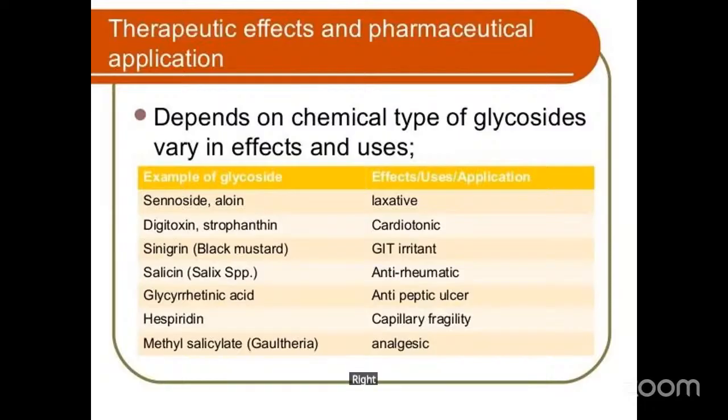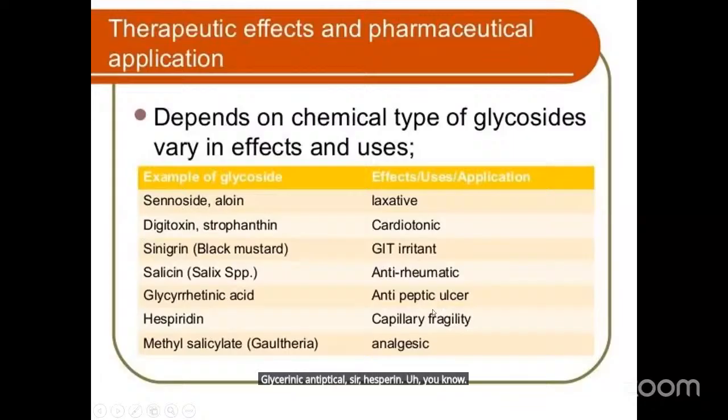So then next is black mustard. In the case of black mustard, there is sinigrin, which, as I told you, is a GIT irritant. Salix alba, salicin. There is salicylic acid. So that is nothing but anti-rheumatic. Glycyrrhizin, antipeptic ulcer. Hesperidin.